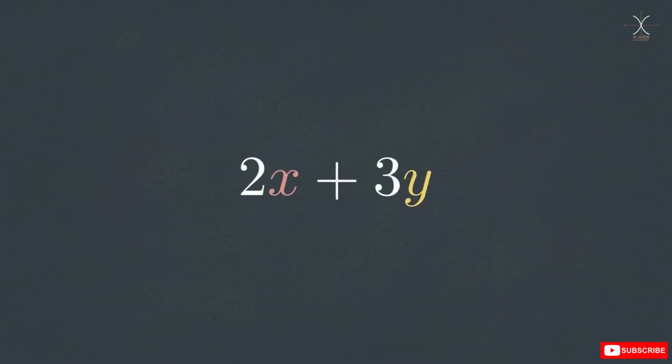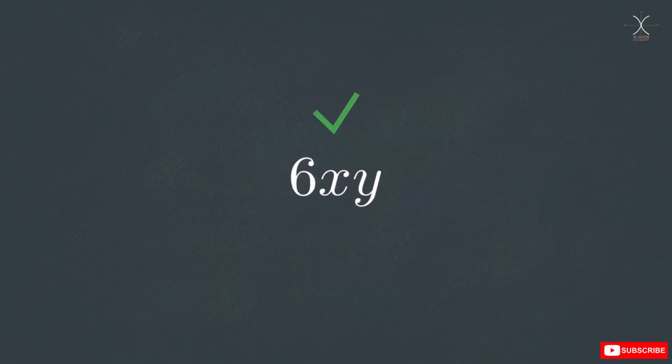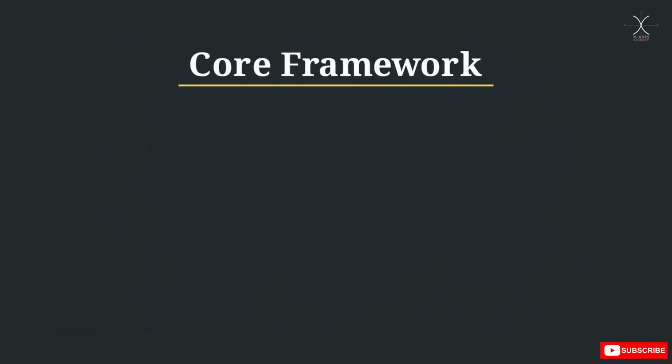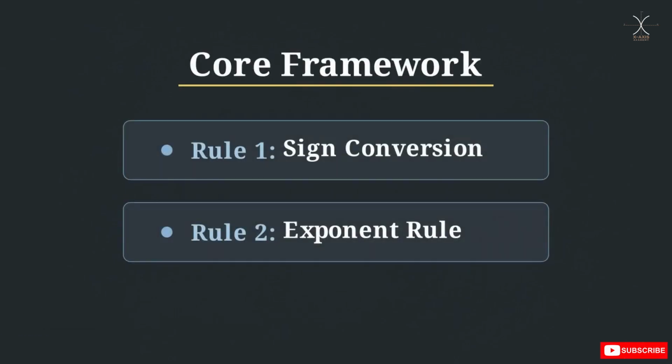Algebraic addition rigidly restricts us to combining only like terms, but multiplication is different. You can combine any terms together, regardless of their variables. To correctly multiply algebraic terms, you must strictly follow two fundamental rules.